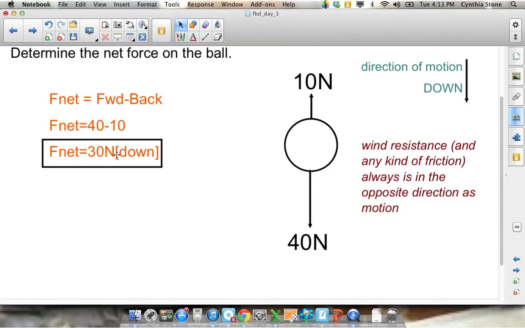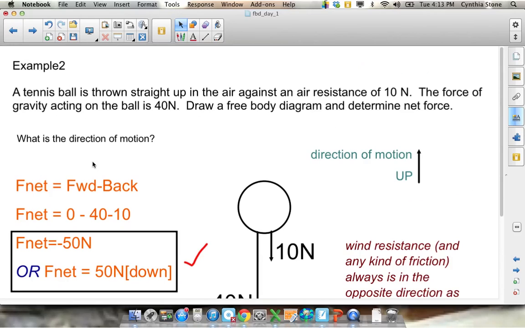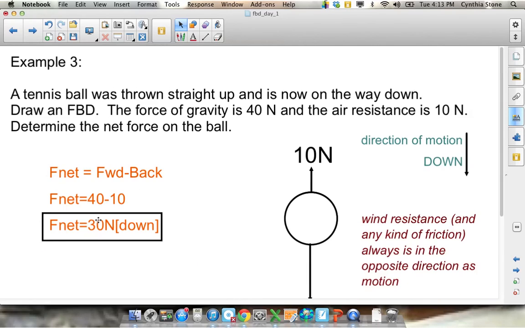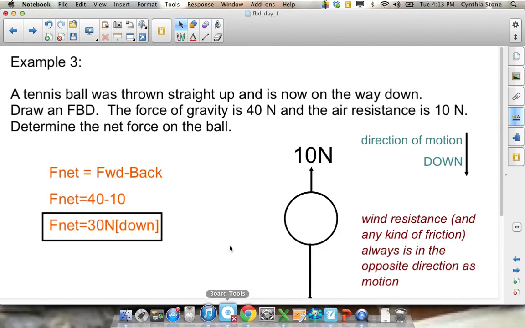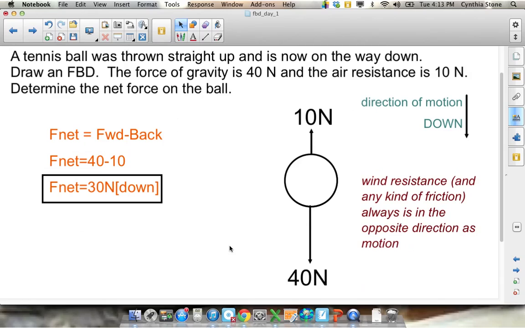It's an interesting thing, by the way, because if you think about it, the net force on the ball when it's on the way up is 50 newtons, and on the way down, it's 30 newtons. It's actually greater on the way up than it is on the way down, which is interesting. And then it leads to great questions like, considering air resistance, which we don't often do, what would be faster, the going up or the going down? What would take more time? I'll leave that with you to think about.